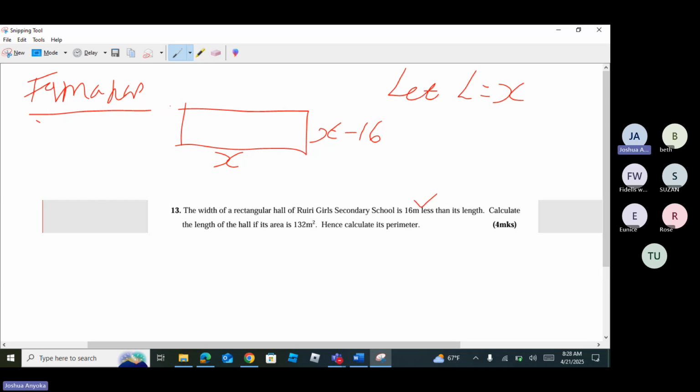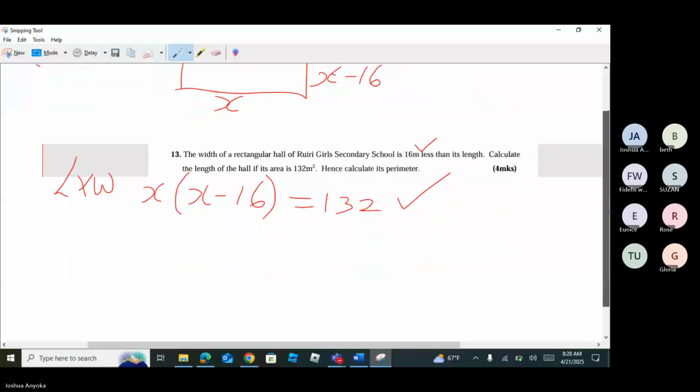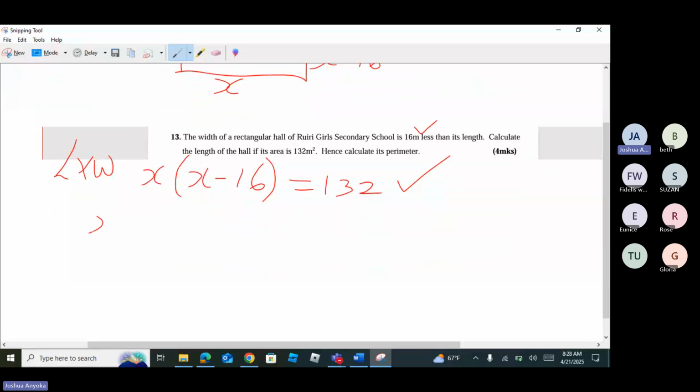So how do you find the area of a rectangle? Area of a rectangle is equal to length times width. So our length is X times the width, which is X minus 16. The answer is 132. This is the equation that we want. You try to follow the information literally as it is. I want to give you a few minutes, then you form this equation and solve.